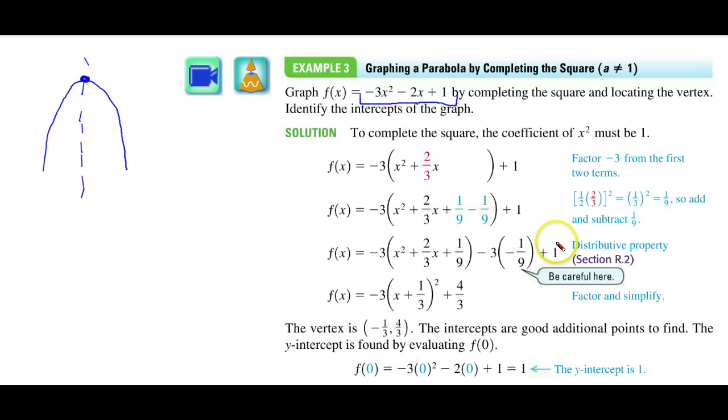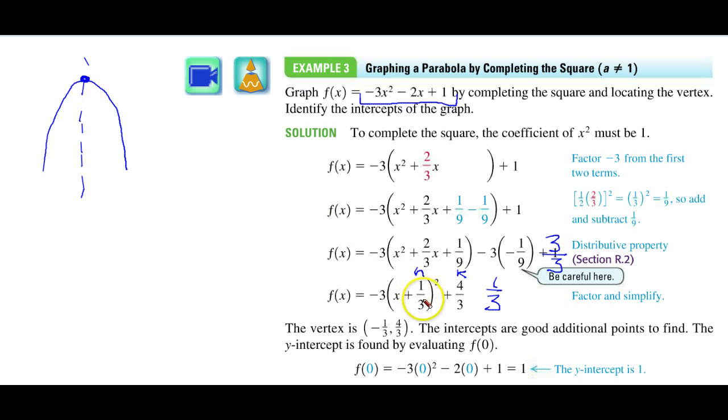And this one becomes, notice we can cancel out here, and this then becomes a positive 1/3. And we have to add it to this 1, which we're going to make 3/3, and that's where they get the 4/3. So you now have it in the form of the vertex formula. So this is h, and this is k.